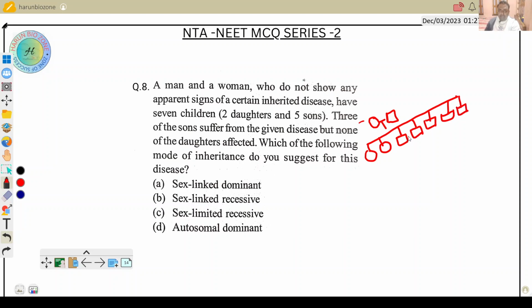No, 5 sons. Then the sons suffer from the 3 sons, means 1, 2, 3. 3 sons are affected and 2 sons are normal, and these 2 girls are normal. So here, in case of sex-linked disease, sex means X-linked disease. So here mother is XX and father is XY.